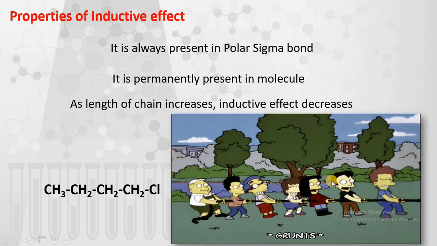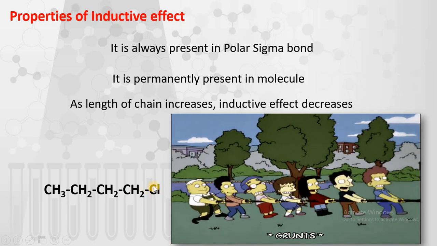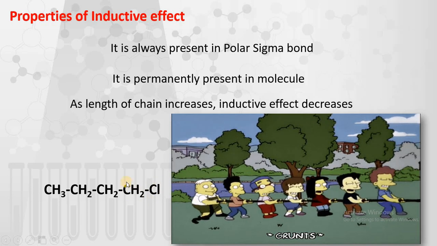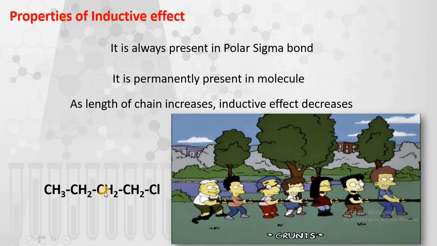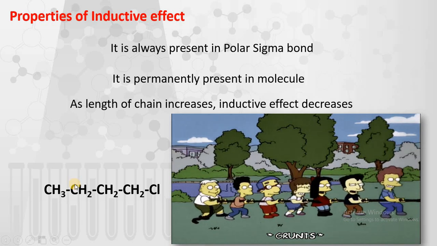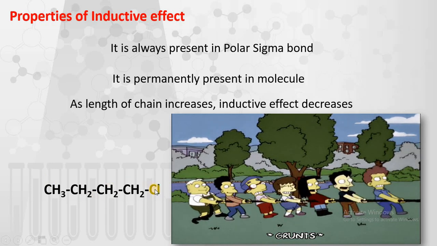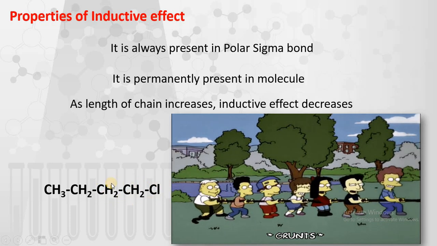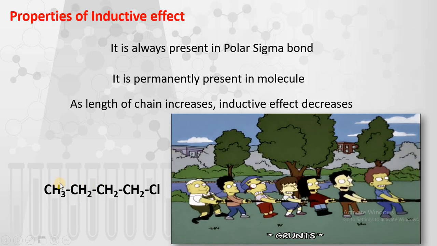If you see this GIF image here, consider this first molecule, chlorine. This chlorine is more electronegative. It attracts the electron from this first carbon atom, then this carbon atom attracts the electron from the second, then this from the further carbon atom, and this from the next carbon atom. But if you observe this effect, what happens? The effect is more towards this CH2 and Cl, but it is less towards this CH2. Again it decreases towards this CH2, and then it decreases.